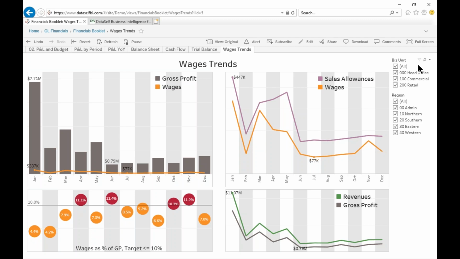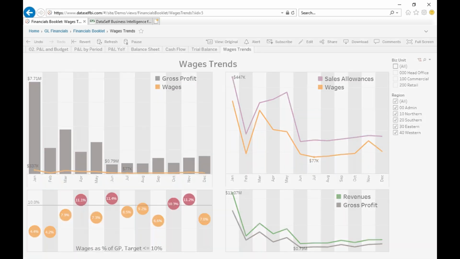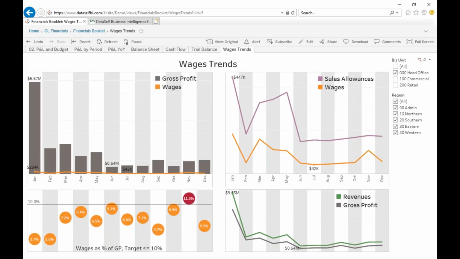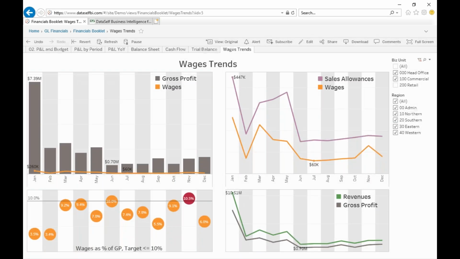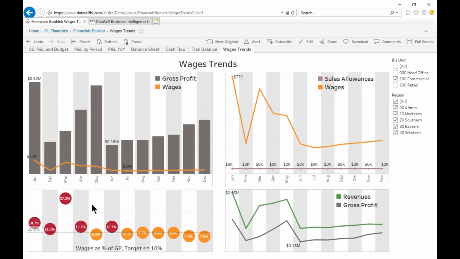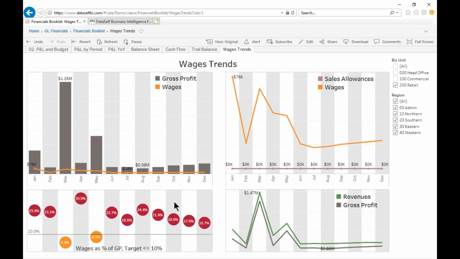Let's use this filter. Remove all business units, and let's add head office. Head office seems fine. Let's add commercial and remove head office. Commercial had troubles, but is doing well now. How about retail? Well, retail is in trouble, even though it's trending down.